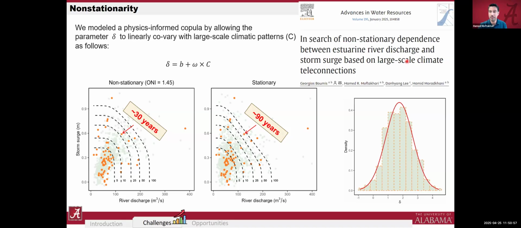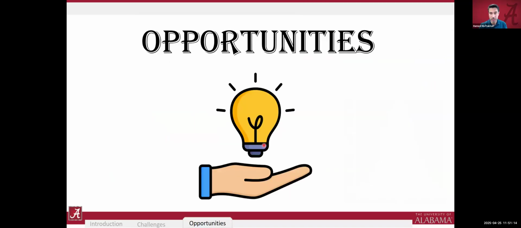And this is another example that we show: if you consider the oceanic ONI index under various climate conditions versus a stationary one, you will see that for a single event, you're going to get totally different return period estimates if you let the parameters of your distribution change.